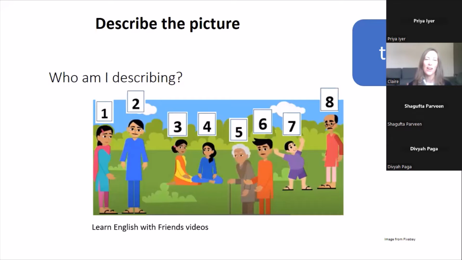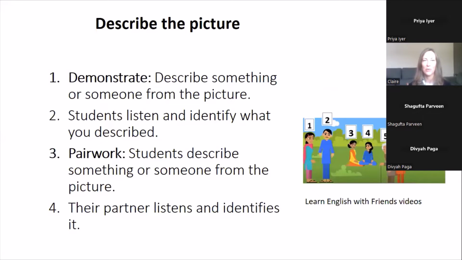This person is wearing a long sleeve top. This person has dark hair. 2 or 4. This person has a moustache. Of course, it can only be 2. Well done. All right, so this is the first part. This is the demonstration. I've demonstrated the activity to my students. So we've done number 1 and we've done number 2.